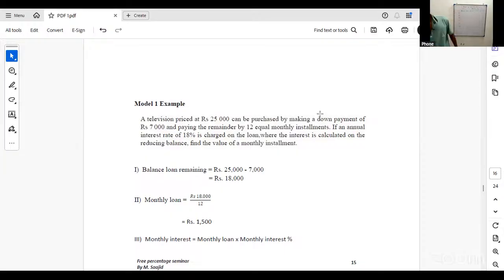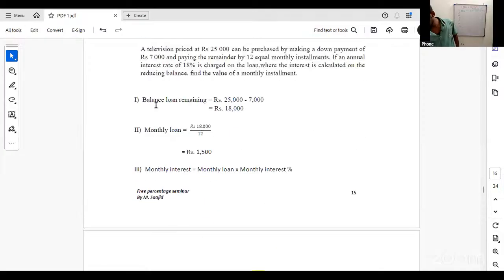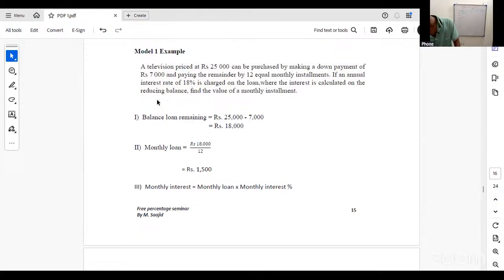Now follow the second step of the model. The second step of model 1 is to find the monthly loan. So we have the balance loan here, right? Now in the question, they say he makes a down payment of 7,000 and pays the remainder by 12 equal monthly installments. That means he paid the balance amount in 12 months. So how much does he pay for 1 month? You have to divide by 12. 18,000 divided by 12 gives the monthly amount.